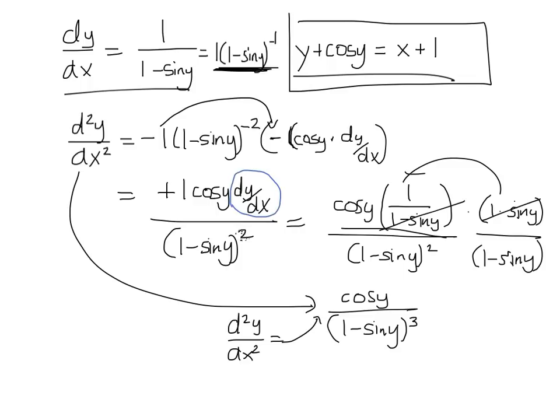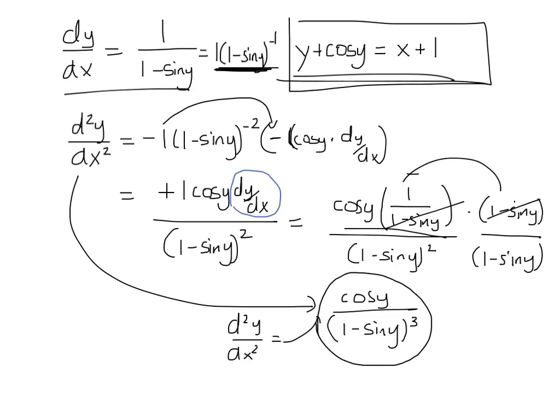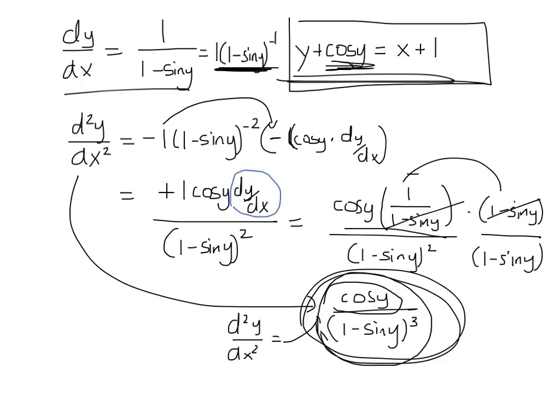Now, you always want to look to see, so the final step here is to see if there's anything you can substitute for in the final answer from the original equation. I probably could solve for cosine, and you could replace cosine here with x minus y plus 1, but I don't see the benefit to doing that. So this right here is your second derivative, cosine y over 1 minus sine y quantity cubed.